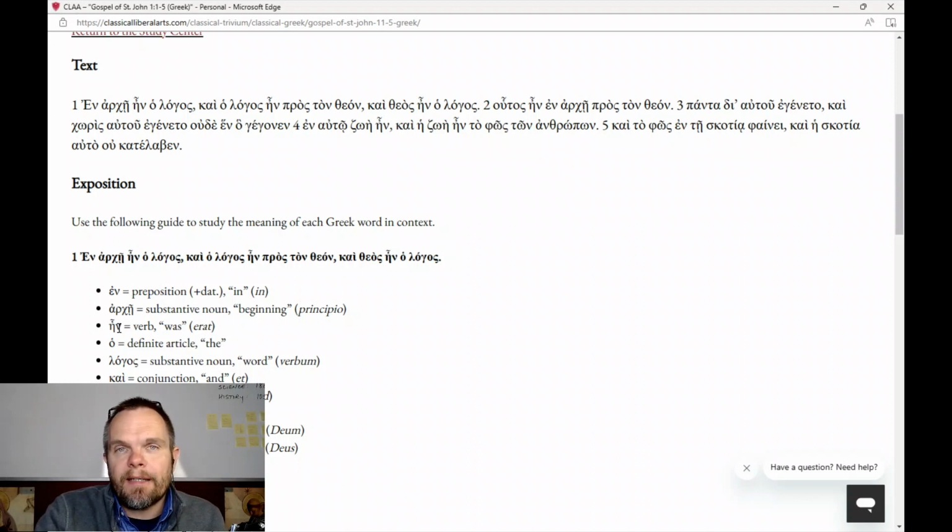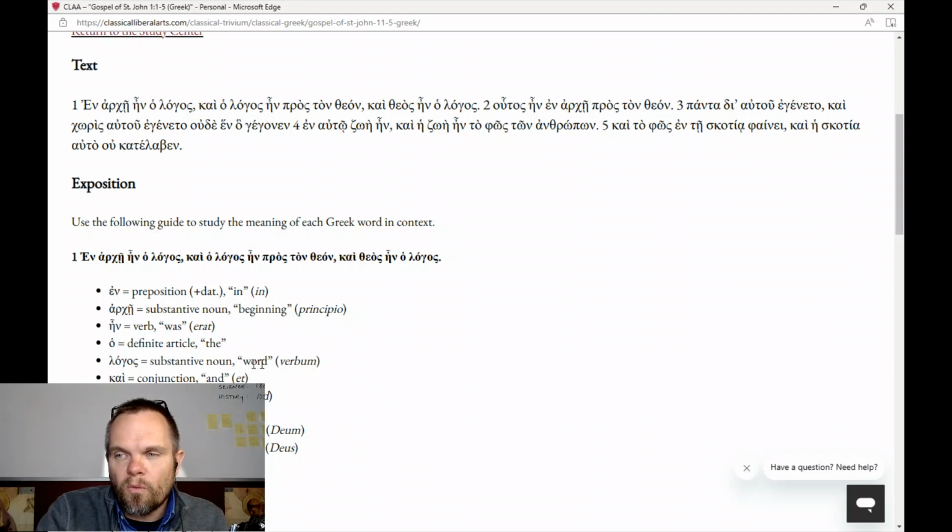And you notice I added the word the in English translation. You're free to do that in translation, but when you write it in English, you should put it in parentheses to remind yourself that it's not present in the Greek. So, en arche ein, in the beginning was, ho logos. Ho is the definite article. It means the.